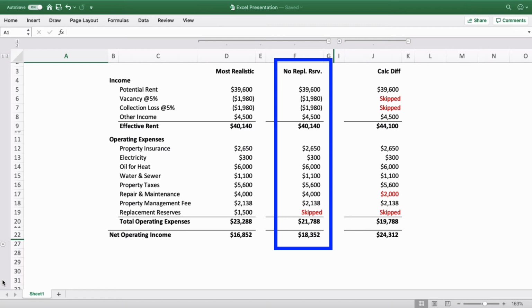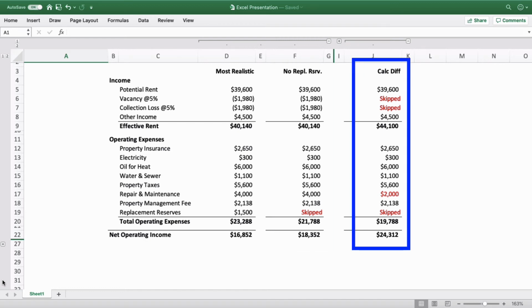But when you skip that expense, your net operating income looks higher. It goes from $16,800 on the left to $18,300. And then on the far right, where you have a novice investor who skipped a lot of things or forgot different things, and in this case, underestimated repair and maintenance as well as skipping things, you can see that their net operating income shoots up very high.